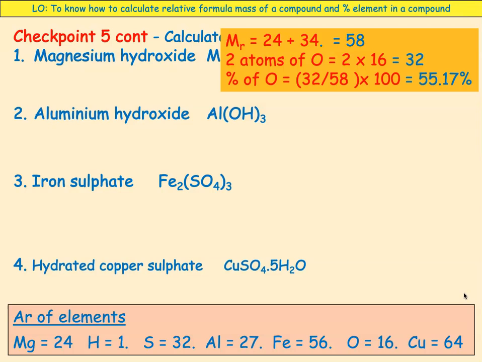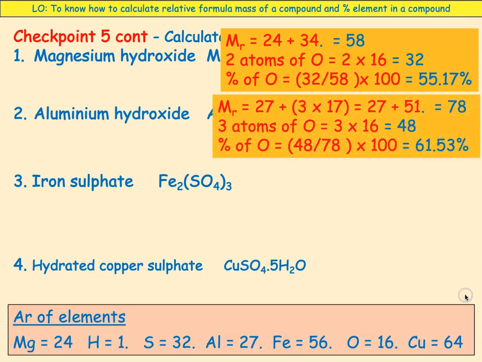So the formula mass is 58. We have 2 atoms of oxygen, so that's 2 times 16, which is 32. So 32 divided by 58 times 100 gives us 55.17%.